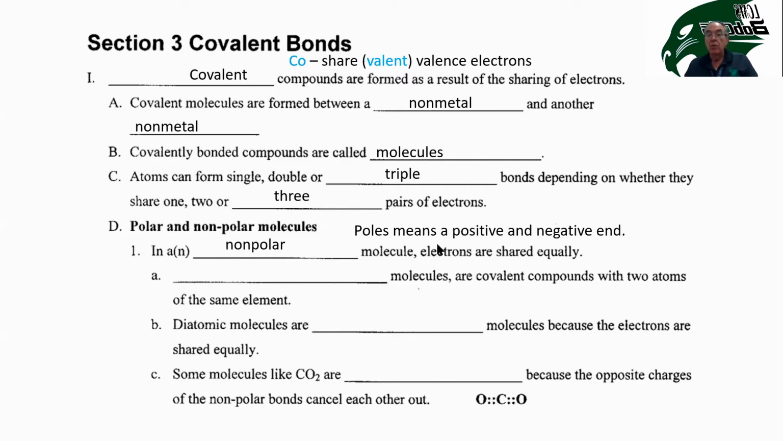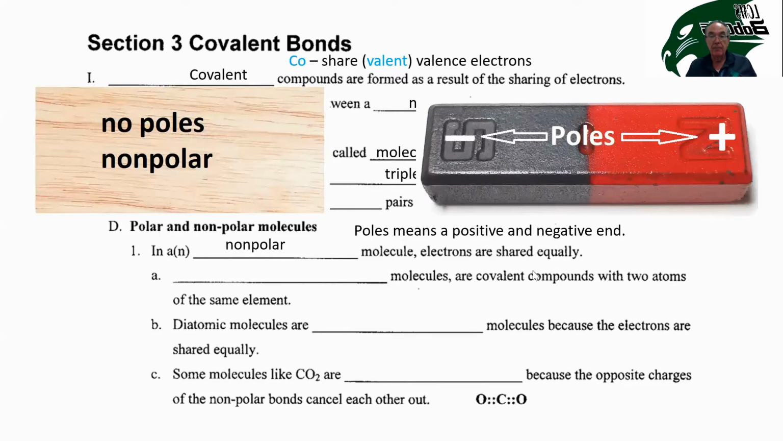So poles means it has a positive end and a negative end. If it's nonpolar, it does not have a positive and a negative end. You can think of it like a magnet. A magnet has poles. It has a positive end and a negative end. If this negative end was the electron and it was bouncing around, it would be shared unequally by the dark side. So the dark side would be keeping the negative electron most of the time, and it would become polar. If it's nonpolar, it would be traveling and spending equal time everywhere. Like this piece of wood is nonpolar because it does not have poles.